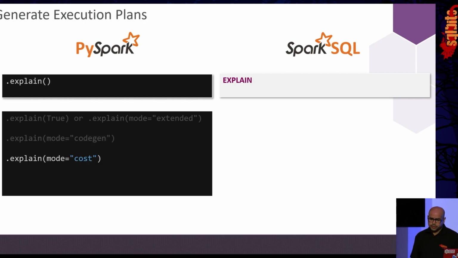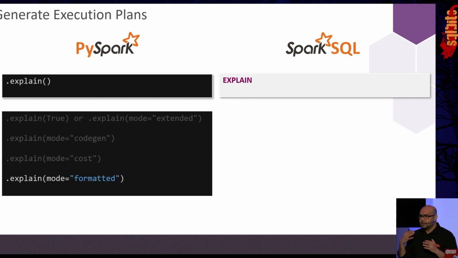There's also cost. Cost is basically where it's going to look at the statistics and bring back the statistics of all those steps. And then there's formatted. Formatted is basically where it's going to take your physical plan and give you a summary of the steps, and then it's going to detail out those steps later on for you.